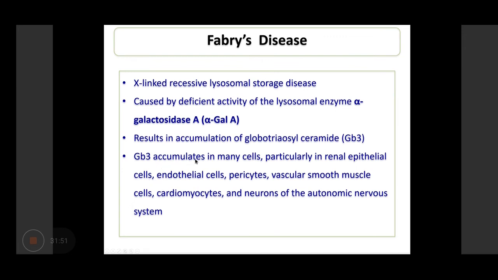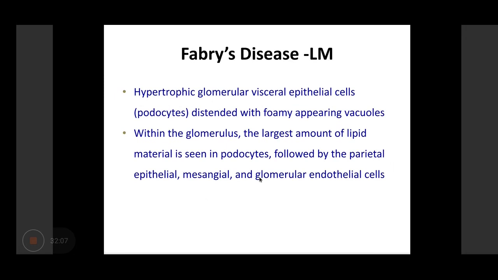Gb3. The Gb3 accumulates in many cells, particularly in the renal epithelial cells, endothelial cells, the pericytes, the vascular smooth muscle cells, the cardiomyocytes, and the neurons of the autonomic nervous system. As far as the kidney biopsy is concerned, on light microscopy the glomeruli are enlarged in size. The visceral epithelial cells, the podocytes, are markedly enlarged, prominent, and distended with foamy-appearing vacuoles.